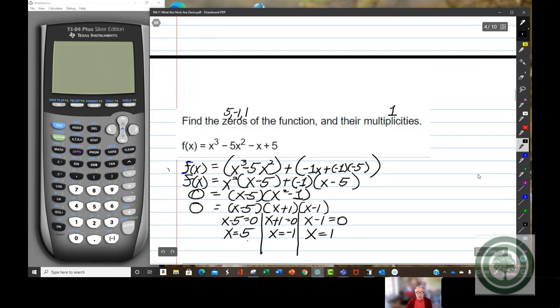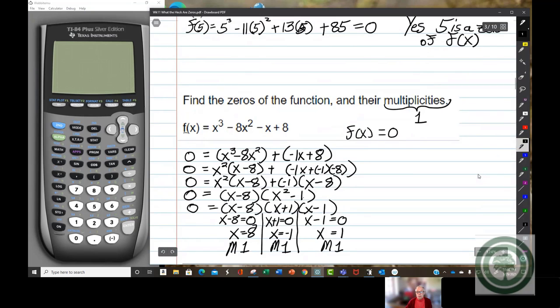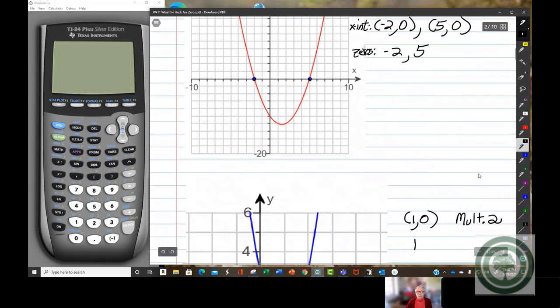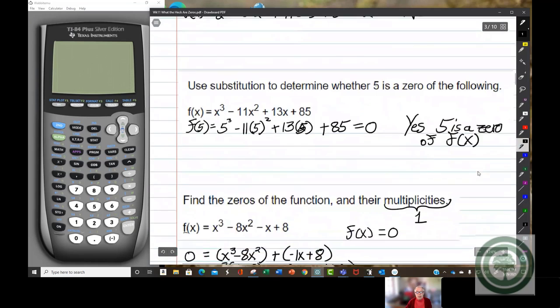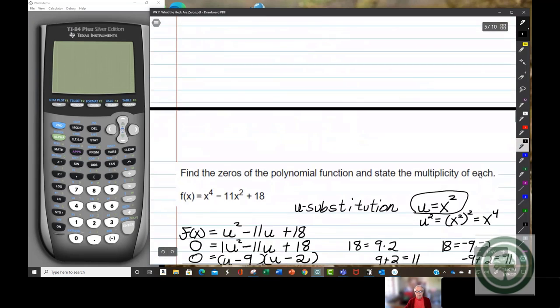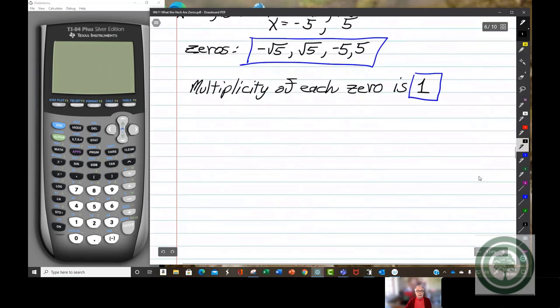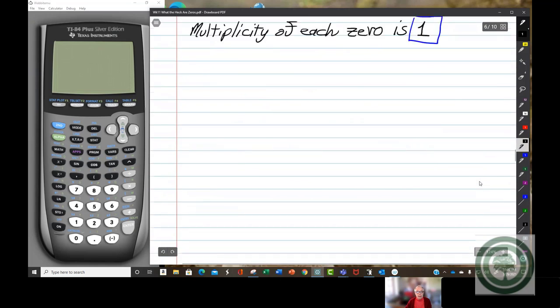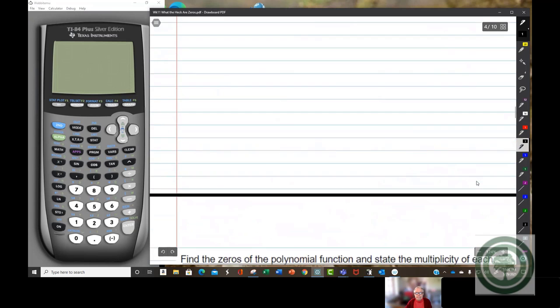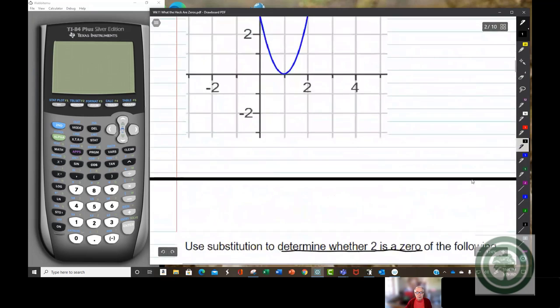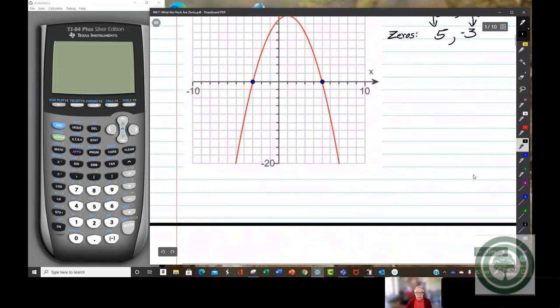All right, so we've talked about multiplicities and we've talked about what really and truly are the zeros. But let's tie this into some of the stuff we were doing back in the dark ages, before spring break. Feels like almost forever.